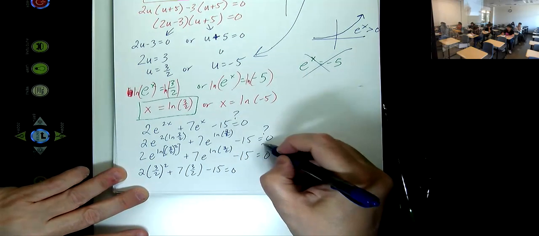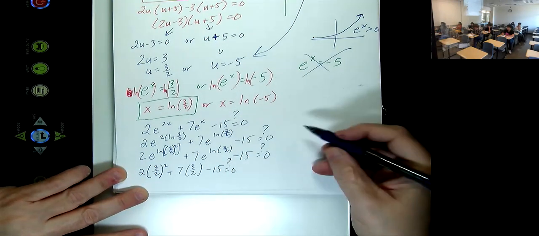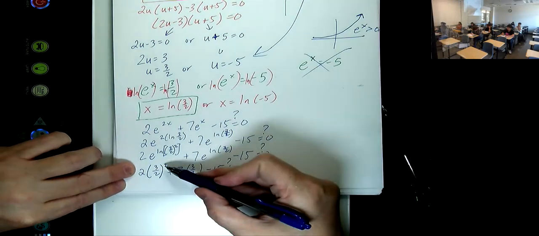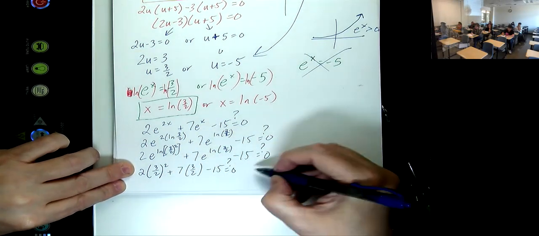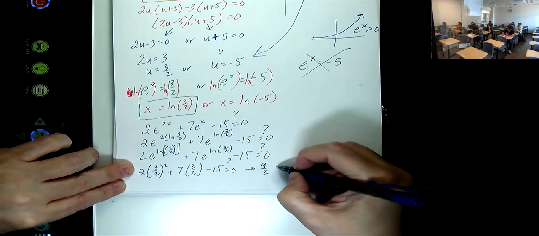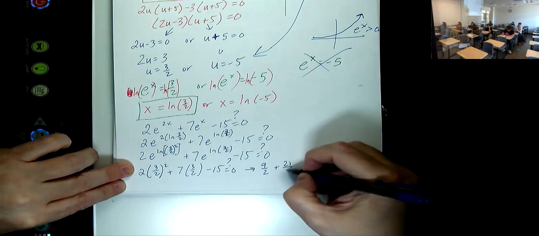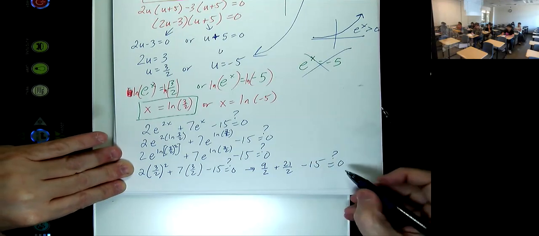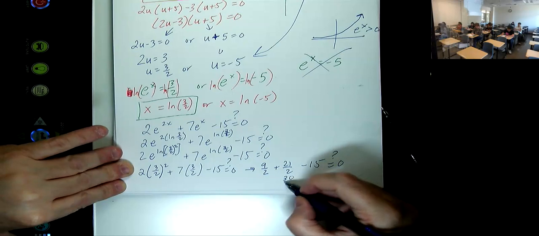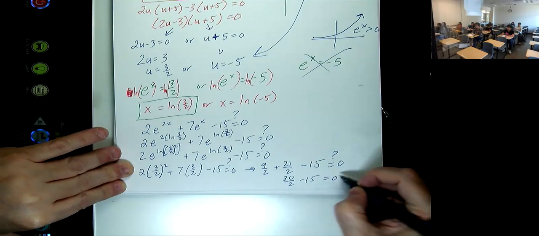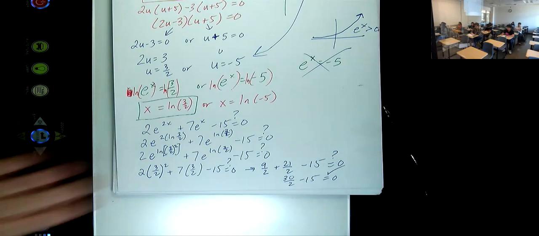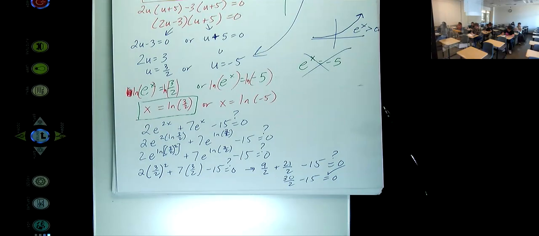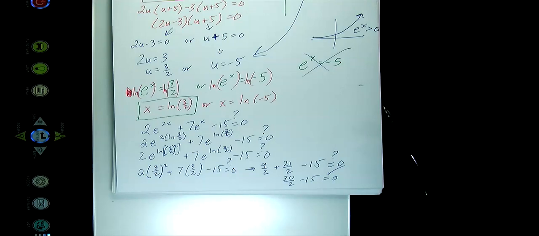And I'm checking my work here. This ends up being 9/2 for that one right there. This one is 21/2 minus 15. Does that equal 0? This is 30/2 minus 15 equals 0. And yes, that's going to give me 15 minus 15. So it's not the prettiest cleanup, but it sure did show me that I got it right.